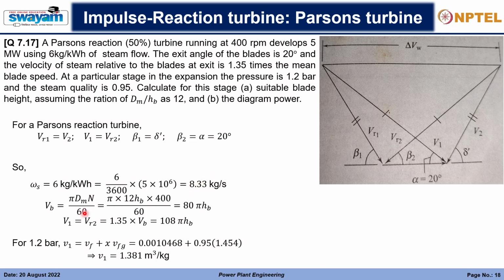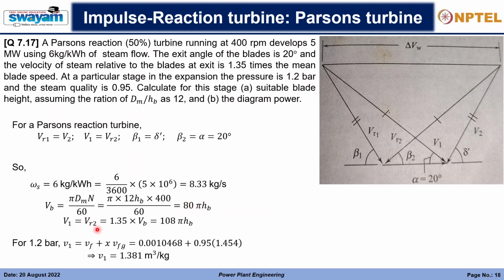Then the blade velocity: the rpm is given as 400 rpm, and what we need to calculate is the suitable blade height. As per the height, the diameter will also be fixed because it is a constant ratio of 12. And then we need to calculate the diagram power. So vb in dm, pi dn by 60, that is a standard formula, and we replace d by 12 hb since we need the value of hb, and accordingly we get this much blade velocity.